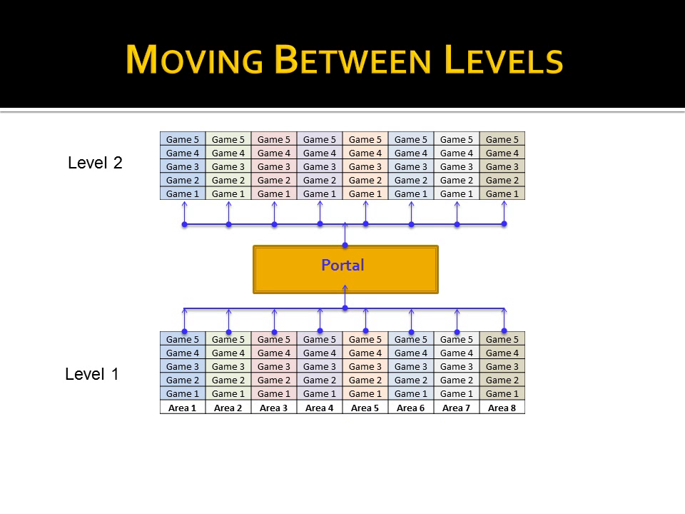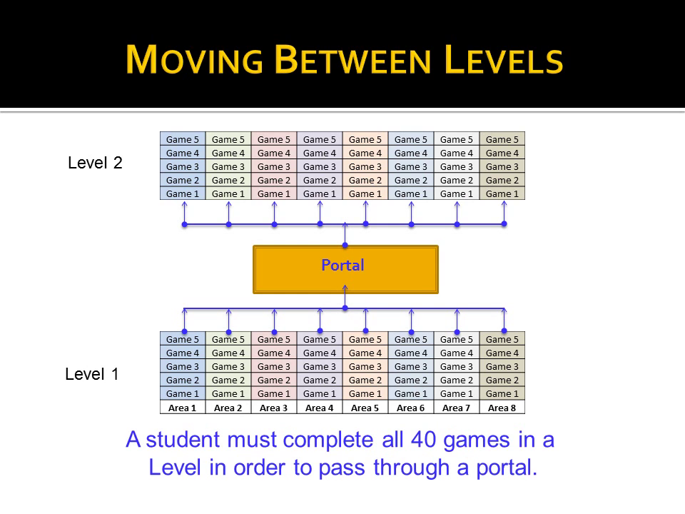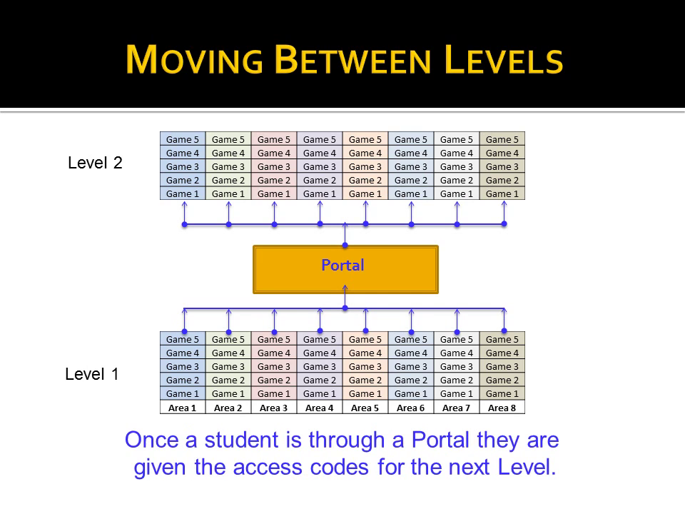In the MD4 Reading curriculum, moving between levels is automatic for students. At the end of the last game in each of the 8 areas of training, the student receives an exit code. Correctly entering the 8 exit codes from each area will move the student through a portal and provide them with entry codes for each area in the next higher level. Students are also awarded rewards for successfully passing through a portal, and these help students gain a great deal of self-esteem in this process.